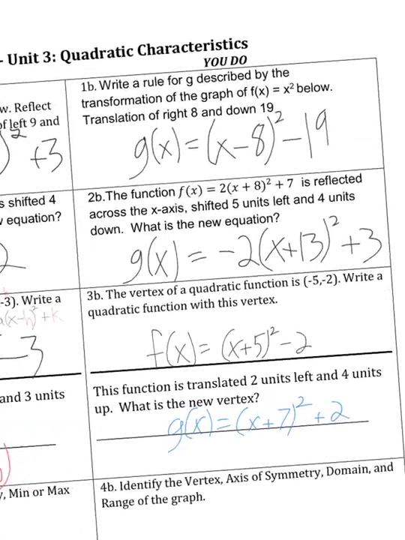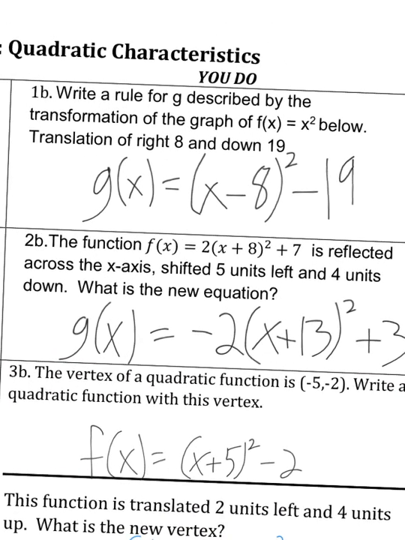Write a rule for g described by the transformation of the graph of f(x) = x squared below. Translation of right 8 and down 19. Right 8 would be minus 8 on the inside, and down 19 would be minus 19.